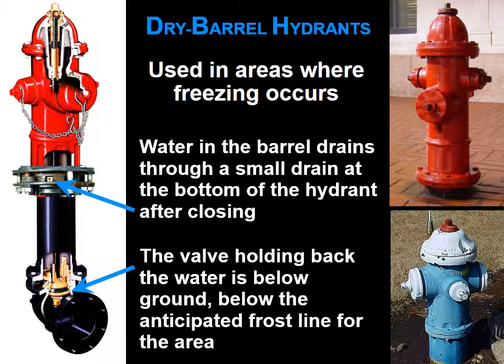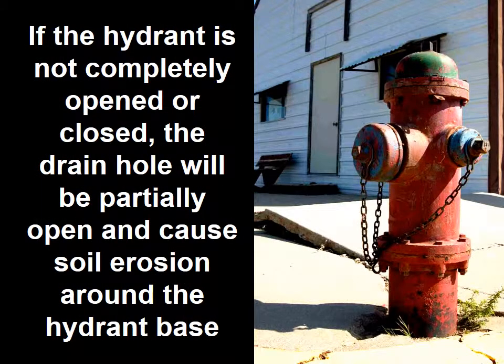The water in the barrel drains through a small drain at the bottom of the hydrant after closing, which most of these drains actually are a little lower than this one, because this is what actually sticks out of the ground. They're actually below that. Most of them that we have in DeSoto anyway are down at the valve that is in the ground. If the hydrant is not completely open or closed, the drain hole will be partially open and cause soil erosion around the hydrant base.